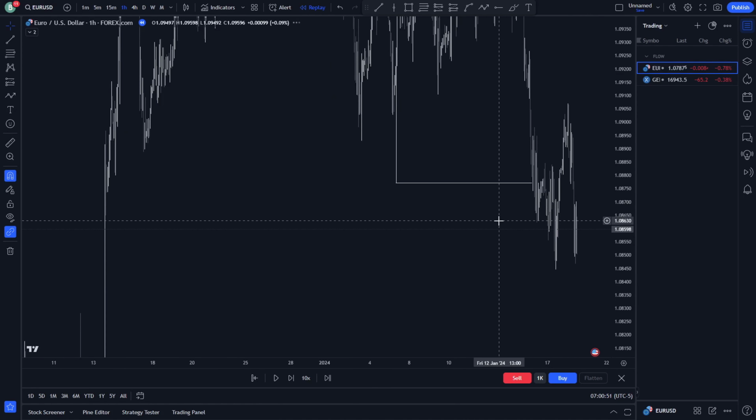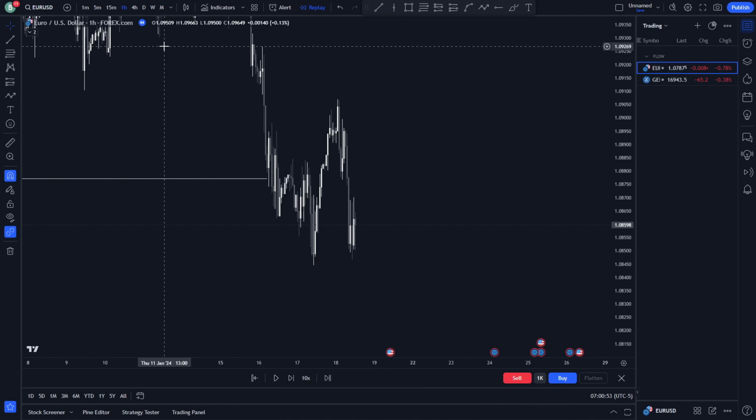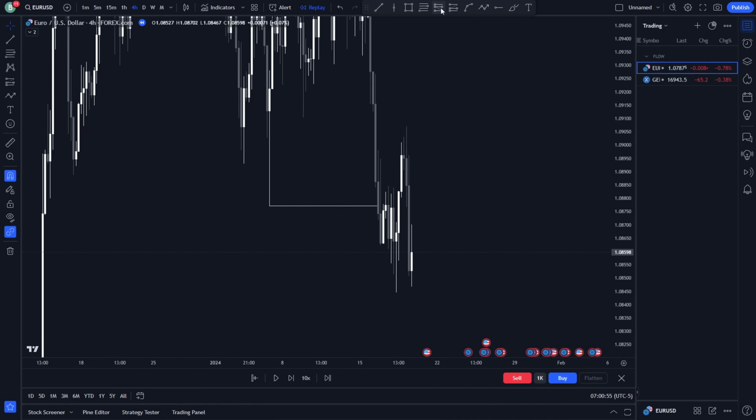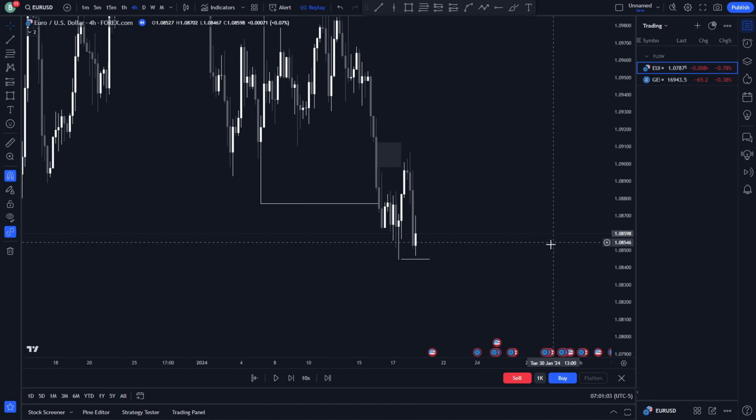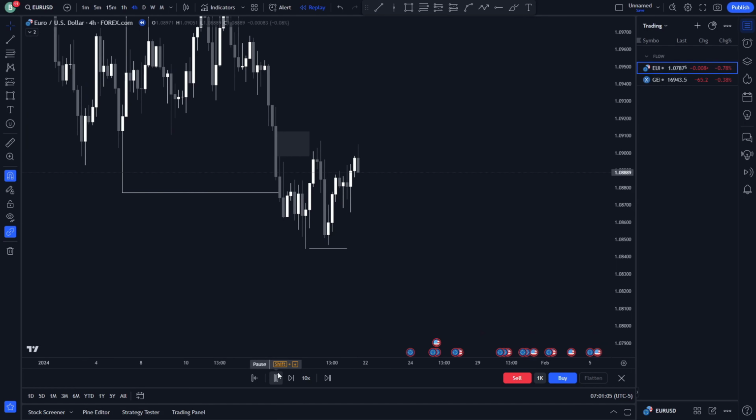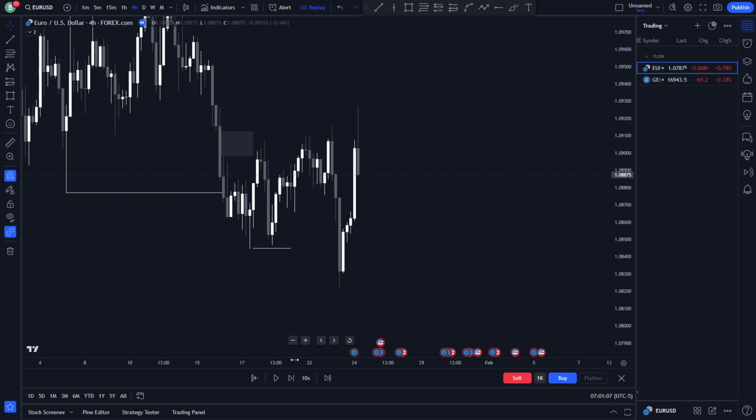And what can we target? When we have this low and we start retracing into this 4 hour fair value gap right here, we can then target this liquidity, which we eventually, after some struggles, reached.